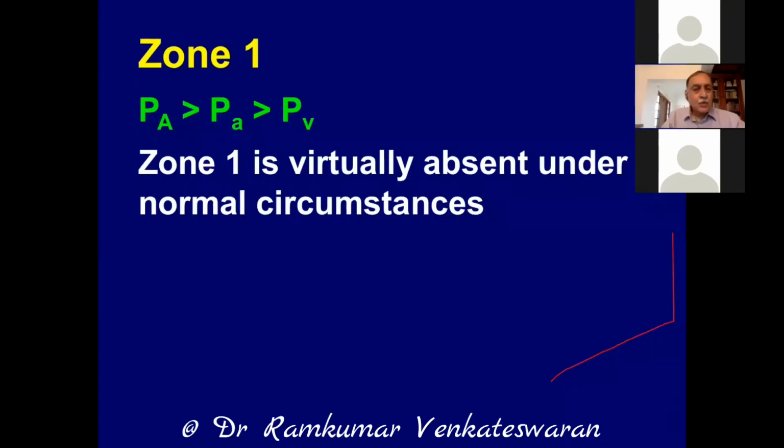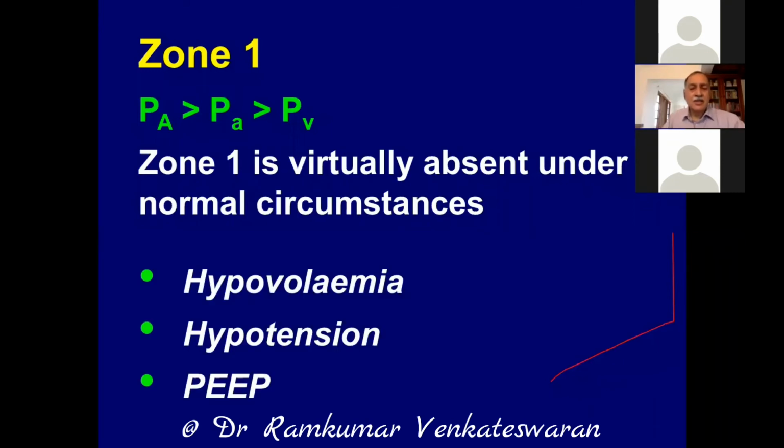Now in zone 1, just to sum up, it is virtually absent under normal circumstances. That's the beauty of the body's physiology. It is made in such a way that even in the erect position, it's only the topmost part of the topmost slice of the lung that probably lies in zone 1. But there are some pathological conditions in which this plays an important role.